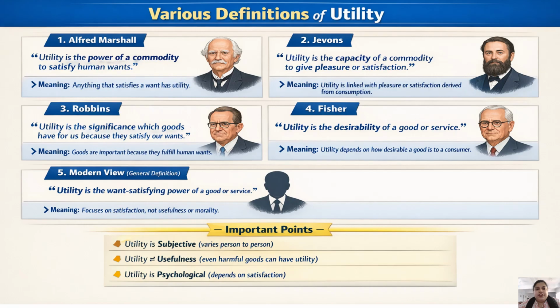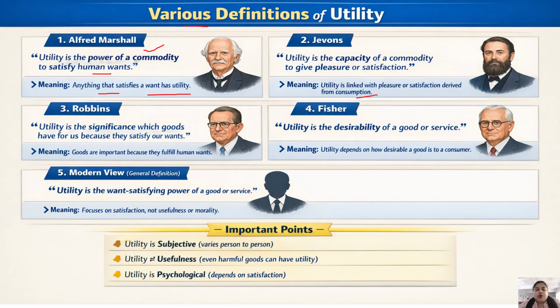Let's see the various definitions of utility. The first definition is given by Alfred Marshall, who says that utility is the power of a commodity to satisfy human wants. It means anything that satisfies a want has utility according to Marshall. The next is Jevons. Jevons says that utility is the capacity of a commodity to give pleasure or satisfaction. So Jevons linked utility with the pleasure and satisfaction derived from consumption.